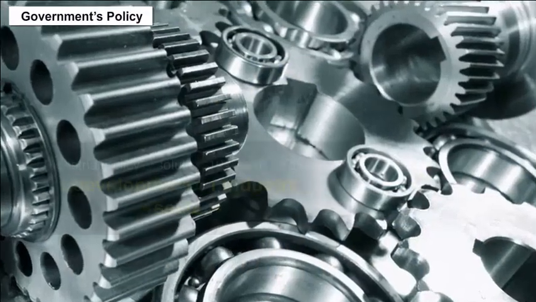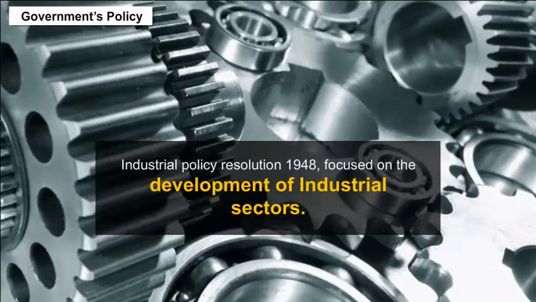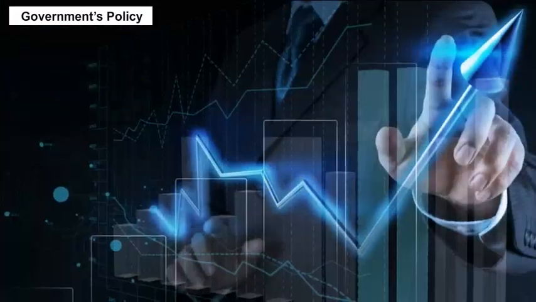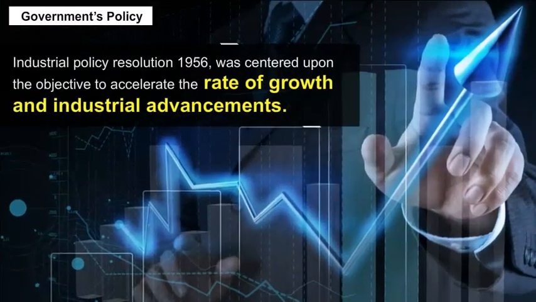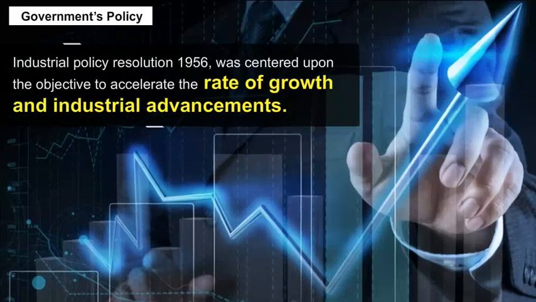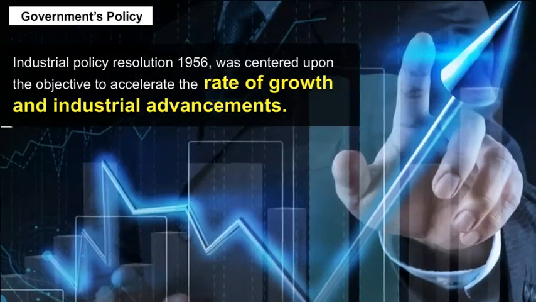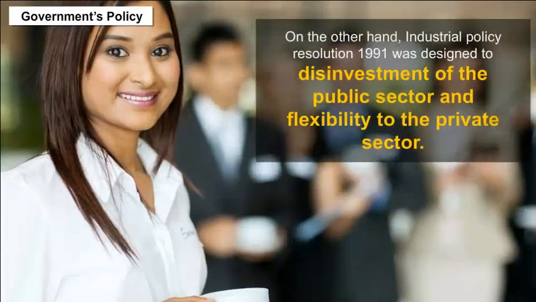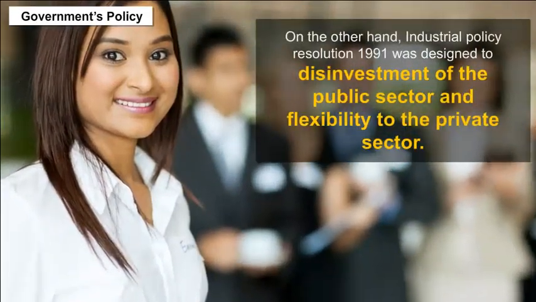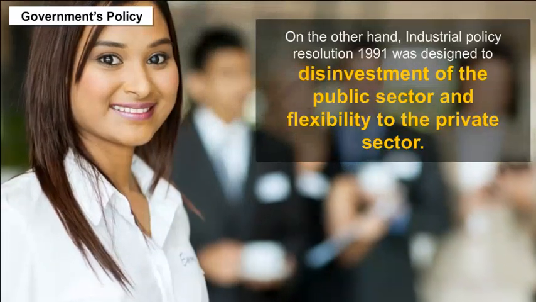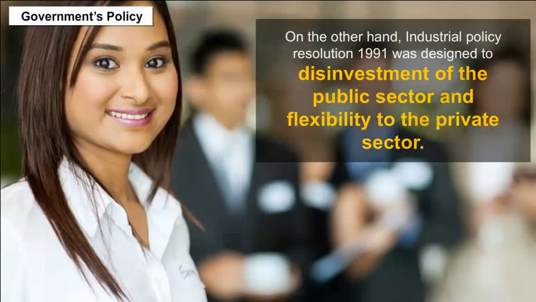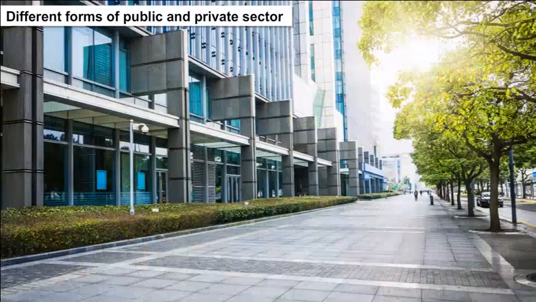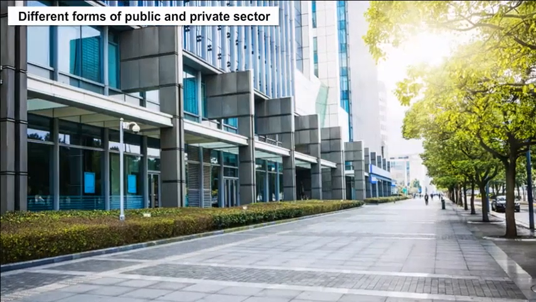Government's policy. Industrial Policy Resolution 1948 focused on the development of industrial sectors. Industrial Policy Resolution 1956 was centered upon the objective to accelerate the rate of growth and industrial investments. On the other hand, Industrial Policy Resolution 1991 was designed for disinvestment of the public sector and flexibility to the private sector.